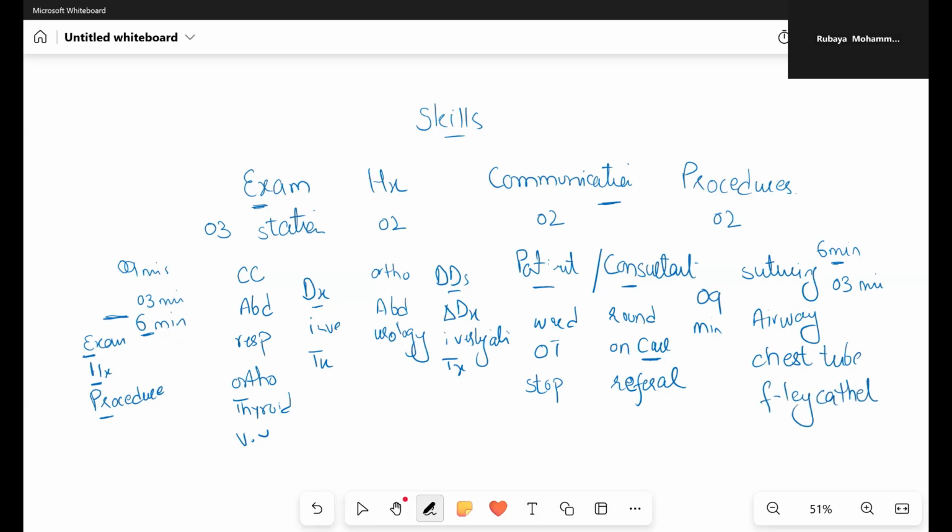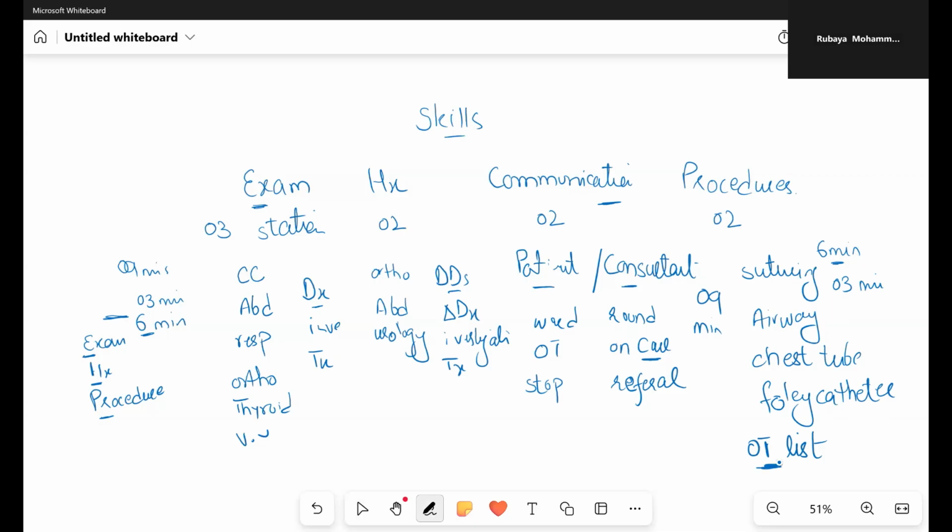And then in this procedure, you could also be tested for the OT listing. So how will you be managing the patients on the OT list? This is the one exception: in the OT list, there will be a complete viva type of station.